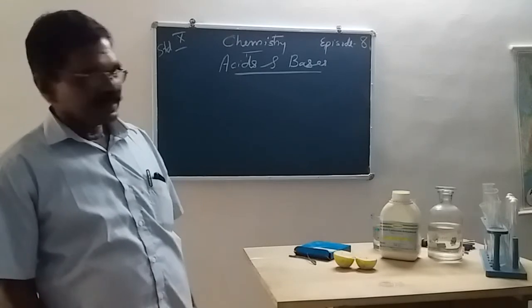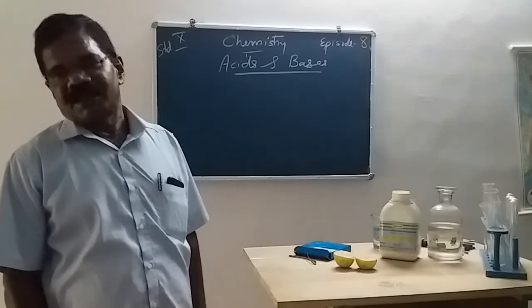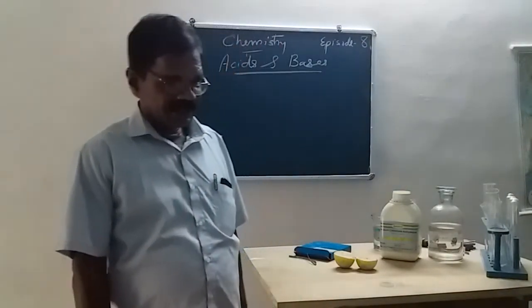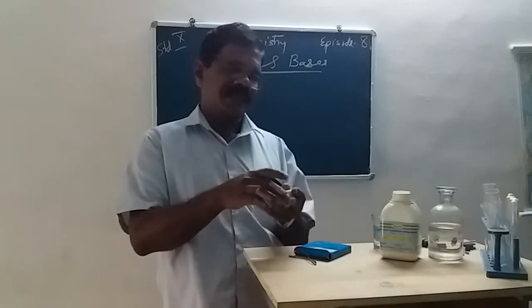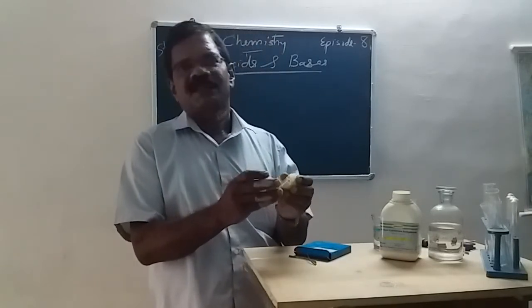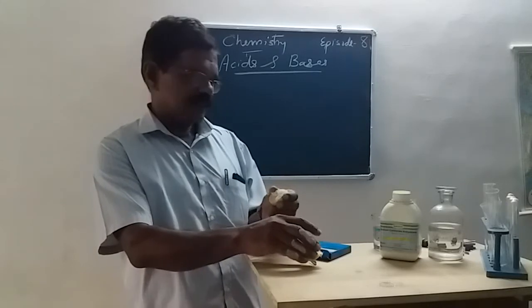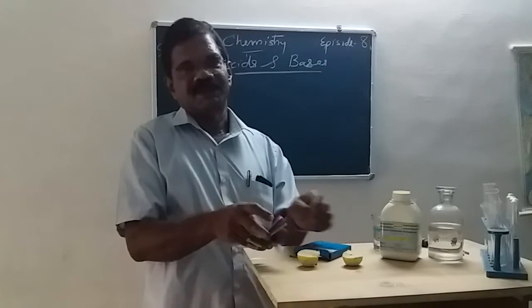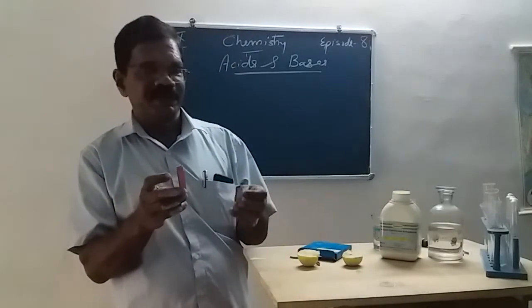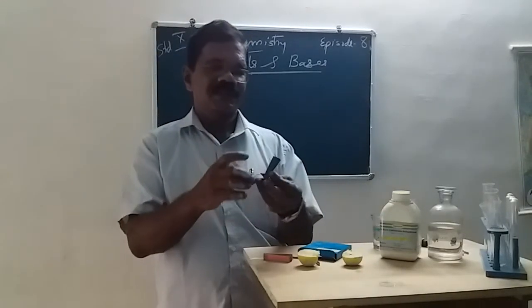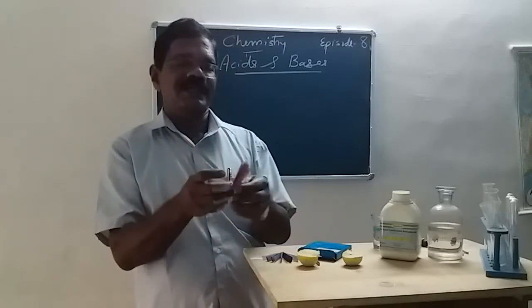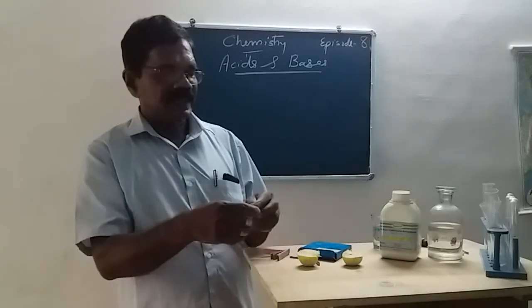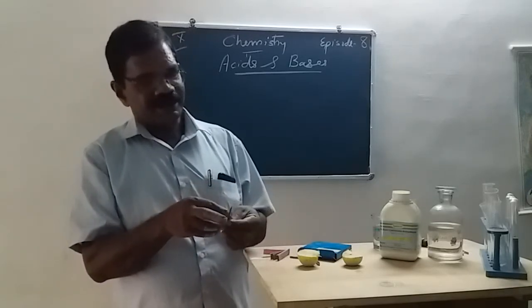Now we can identify some of the acids. We have already seen that the lemon contains citric acid. We can test it. How can we test the presence of acids here? By using a simple method, litmus paper. Litmus paper is an indicator. There are two types: this is blue in color and this is red in color.